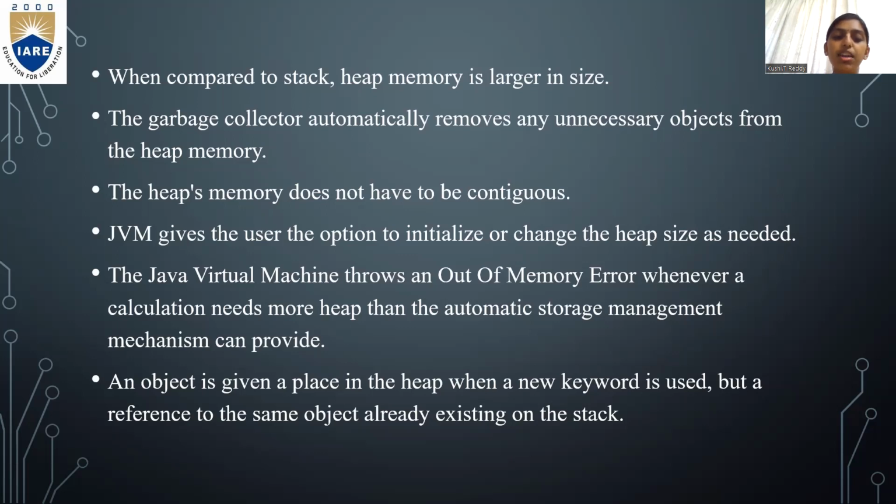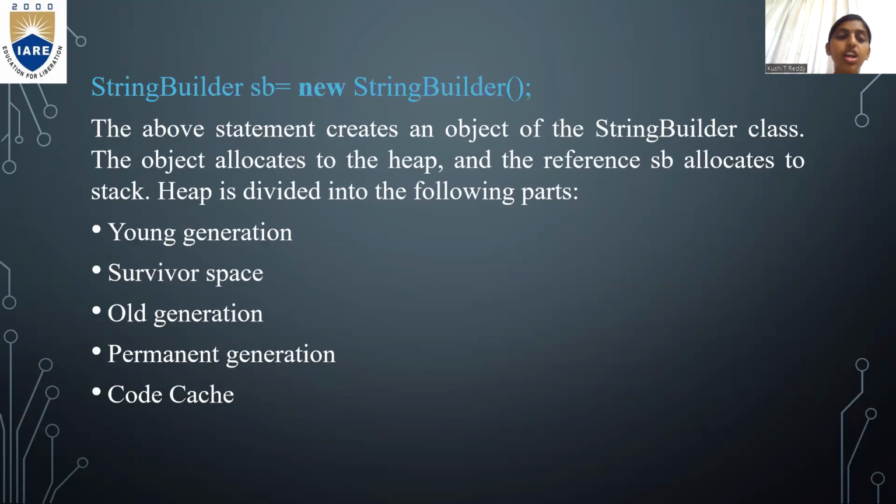An object is given a place in the heap when the new keyword is used, but a reference to the same object already exists on the stack. Here you can see StringBuilder sb = new StringBuilder(). The above statement creates an object of the StringBuilder class. The object is allocated to the heap and the reference sb is stored on the stack.